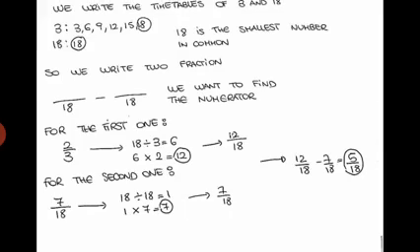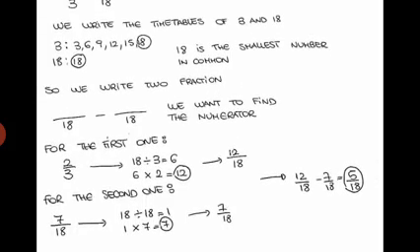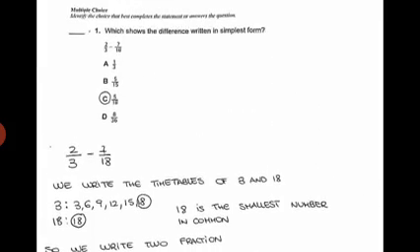The second one, 7 over 18. 18 divided by 18 equals 1. 1 times 7 equals 7. So the second fraction remains the same, 7 over 18. Then we have minus. So it becomes 12 over 18 minus 7 over 18, equals 12 minus 7 equals 5. 18 remains the same. So it is equal to 5 over 18. That is the answer, number C.